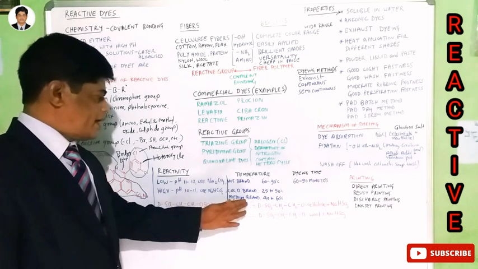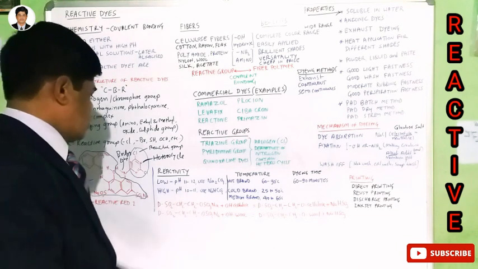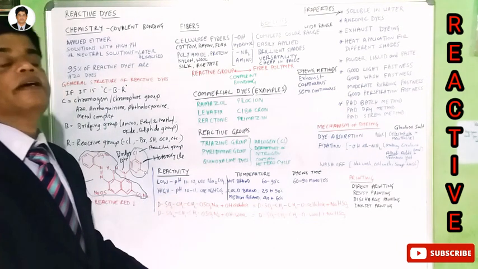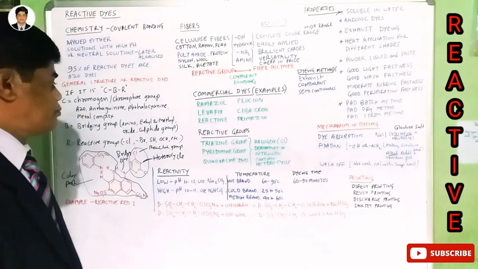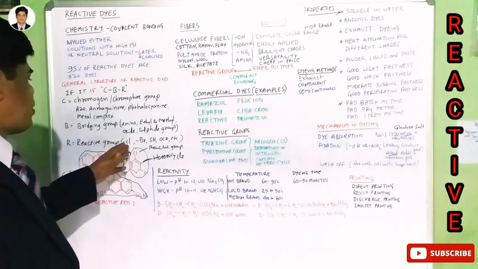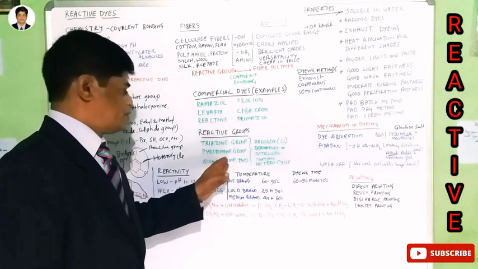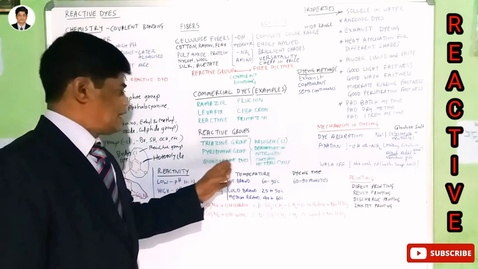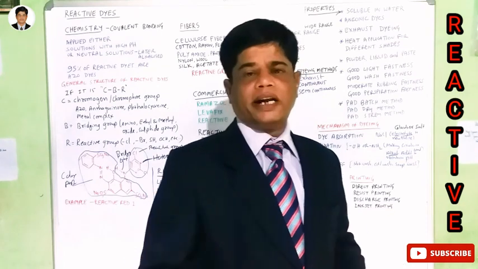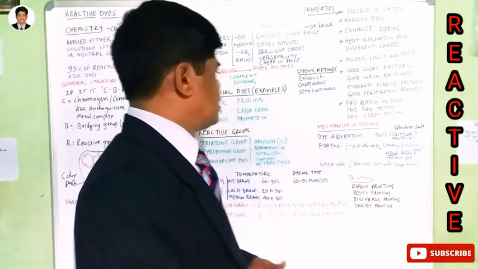Hot brand, cold brand, medium brand reactive dyes. This is one class of dyes: low brand, low reactivity, high reactivity, medium reactivity. And based on the reactive groups, Cl groups, bromine groups, SH group, OCH group, triazine group, pyrimidine group, quinoxaline groups, like this classification is done based on brand, based on temperature, based on groups.